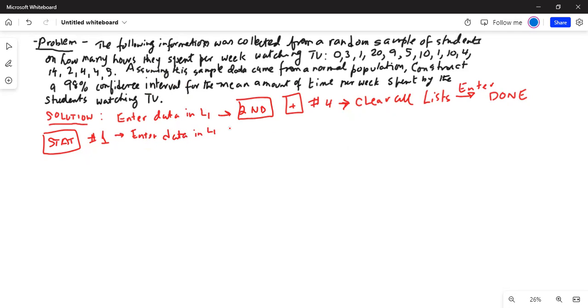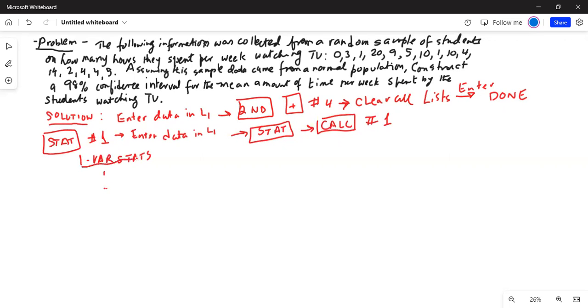Okay. Now press the stat button. And then highlight. Highlight means move the right cursor on top of calc. Put the cursor on top of calc in the top row. And then select number 1. And you will get in your calculator screen 1 var stats. Var stands for variable.